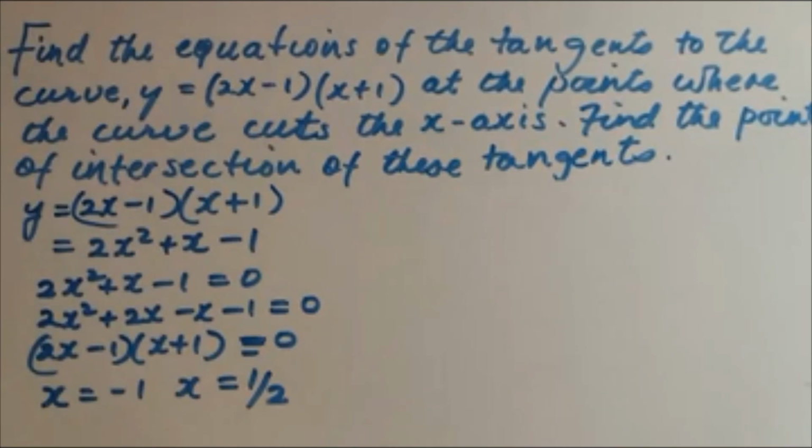Now, given that the curve cuts the x-axis, these 2 points we can actually find the y-coordinates quite easily. It just implies that the y-coordinates are both 0. So we have (minus 1, 0) and (a half, 0). So these are the coordinates of the 2 points where the curve cuts the x-axis.